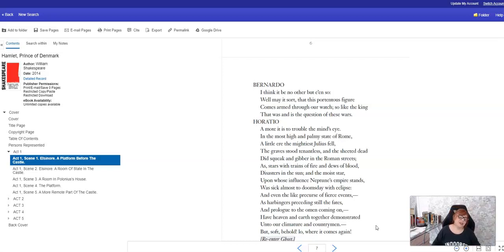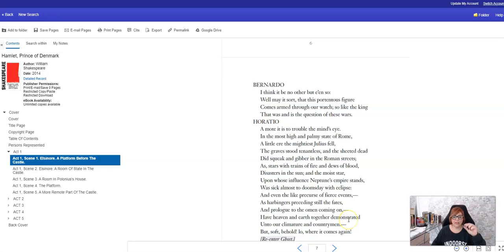And then Horatio has this great line. A mote is to trouble the mind's eye. A mote is like a splinter, so it's like a splinter in your mind's eye, like it troubles and it's annoying and it hurts and it's there and you can't get rid of it.